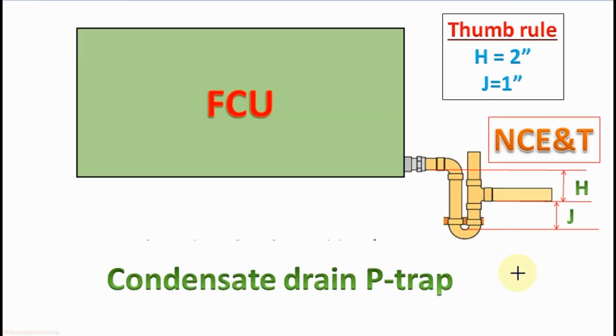I will tell you a thumb rule to make the P-trap for any type of FCU. If you don't know the external static pressure for the FCU and you don't know whether it is draw-through type or blow-through type, no need to know. You can follow this formula. You can always take H equal to 2 inch and J equal to 1 inch.